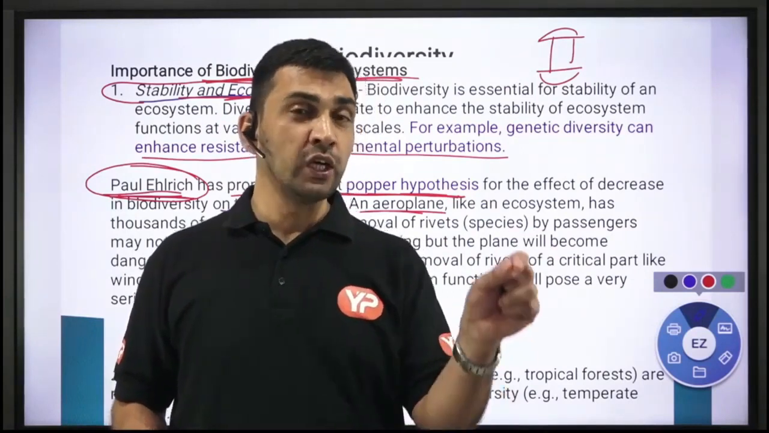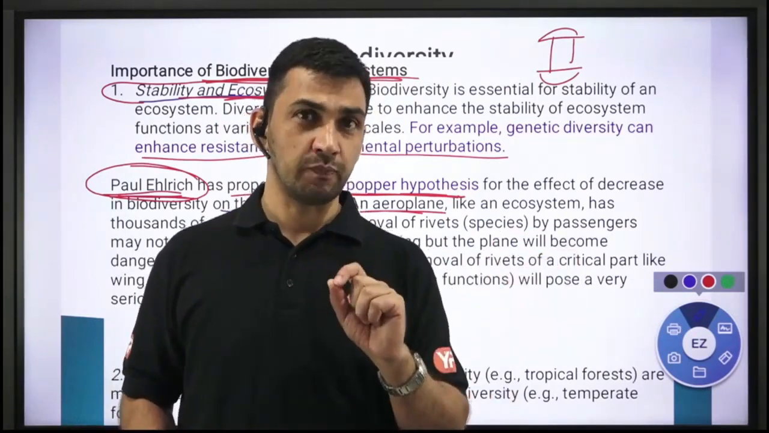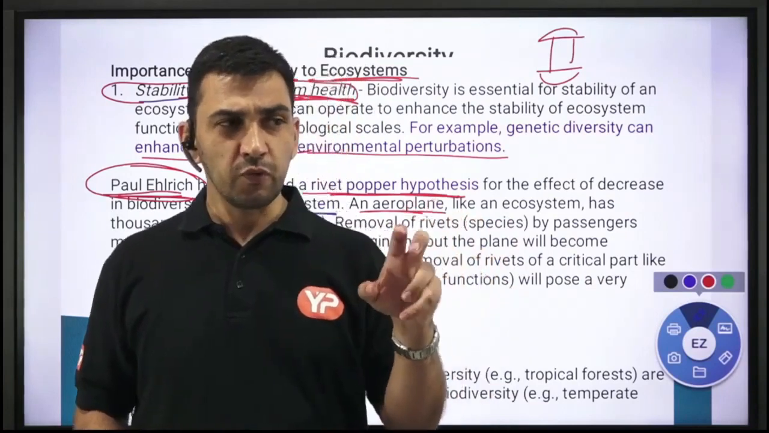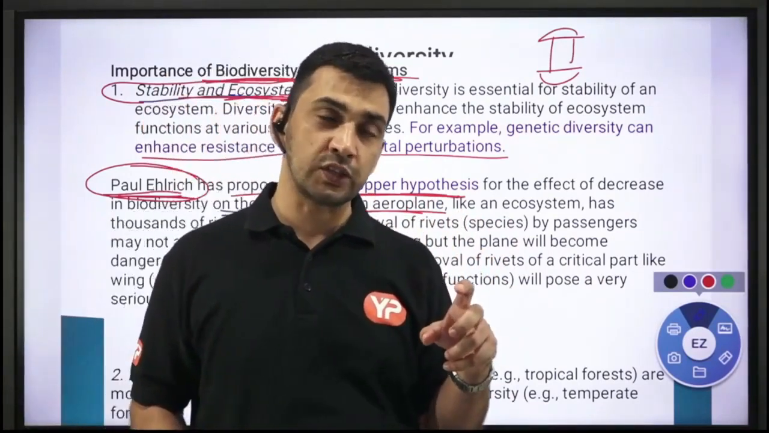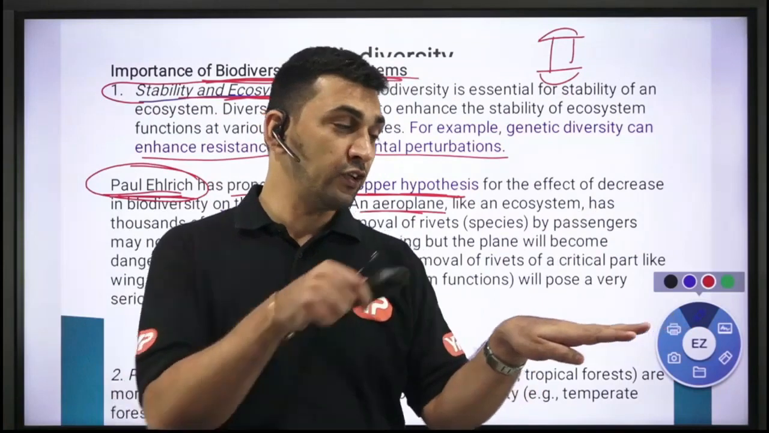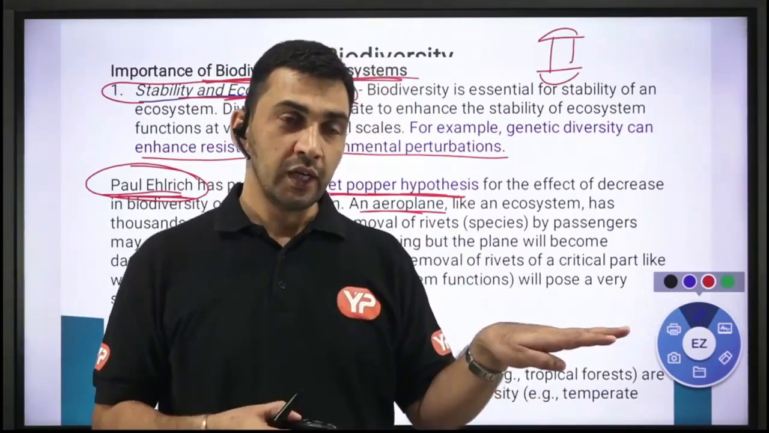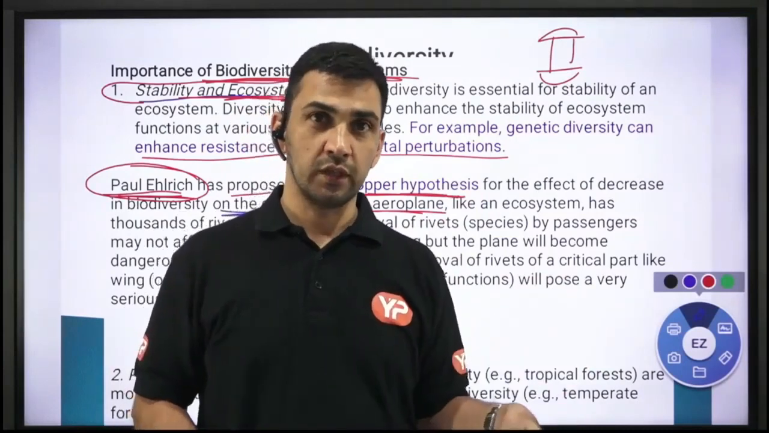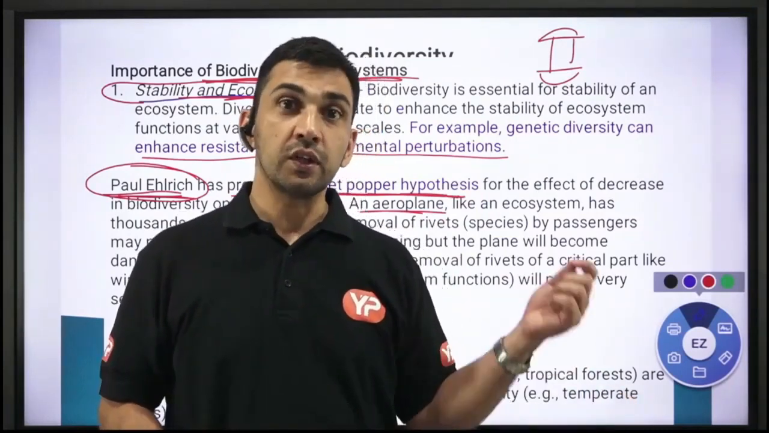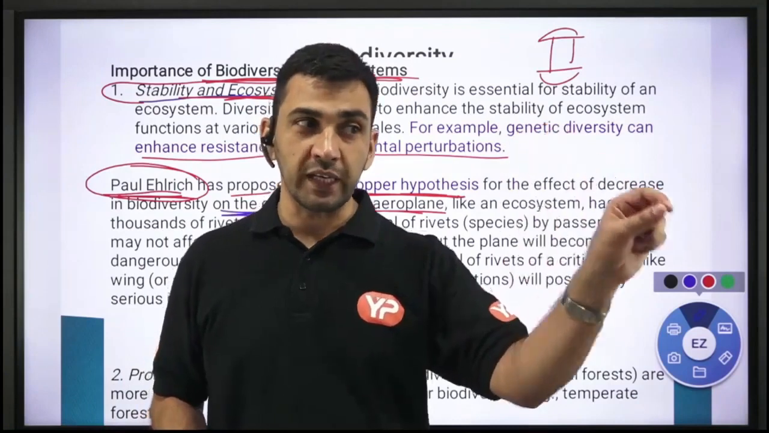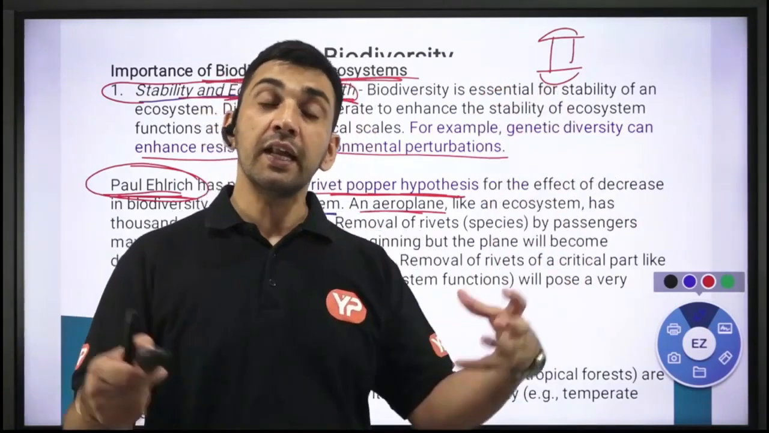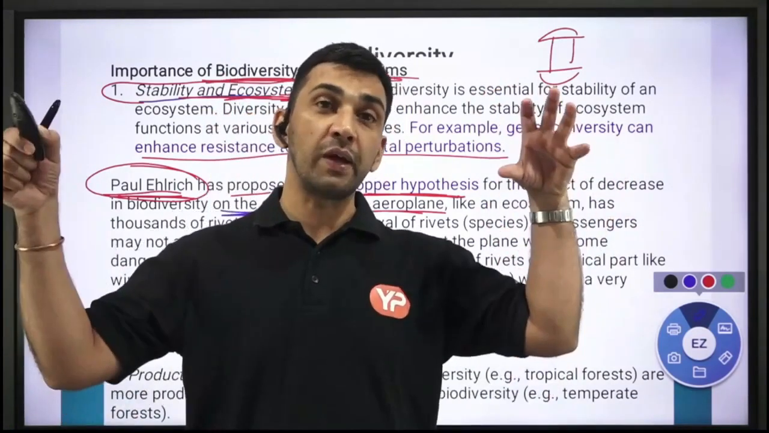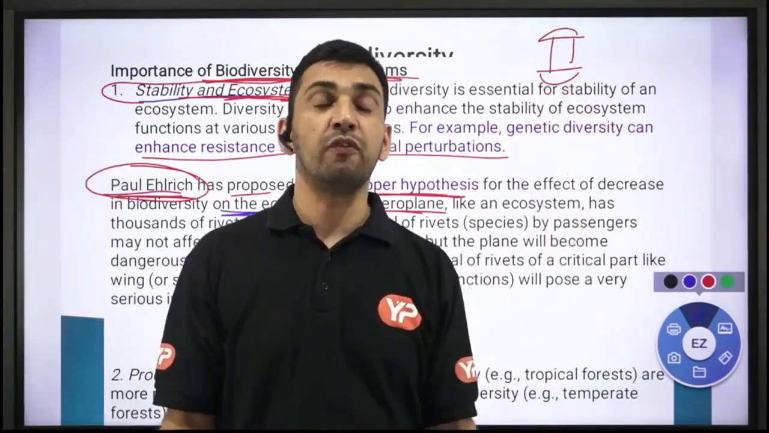Whereas if you remove the critical species, a species which is a key species in that particular ecosystem, in this case the rivet which is in that particular wing of the aeroplane, if you remove that, then it could be potentially harmful in the very near future, immediately also, right? So that is how, if in an ecosystem you remove a critical species, then that whole ecosystem may crumble down very soon, right?